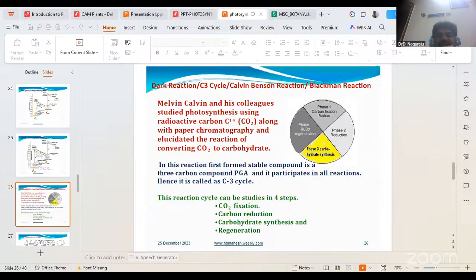There are 4 reactions. The first one is carbon fixation. The second one is the reduction reaction. The third one is carbohydrate formation. The fourth one is regeneration of RuBP. The 4 reactions are there.